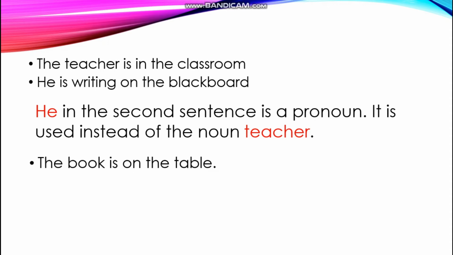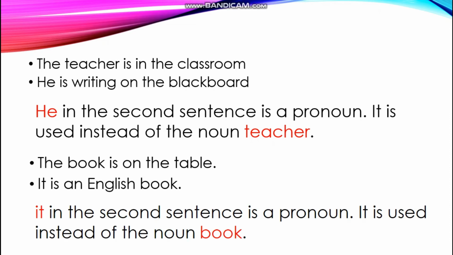The book is on the table. It is an English book. The book is on the table. So in the second sentence, it is an English book. It in the second sentence is a pronoun. It is used instead of the noun book. So instead of the book in the second sentence, we are using it as a subject pronoun.